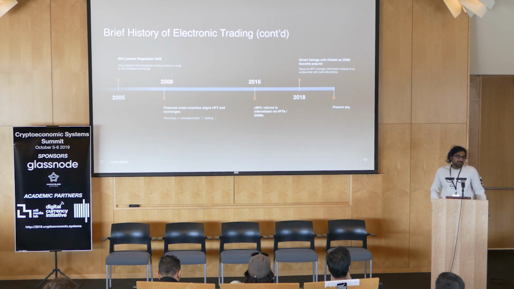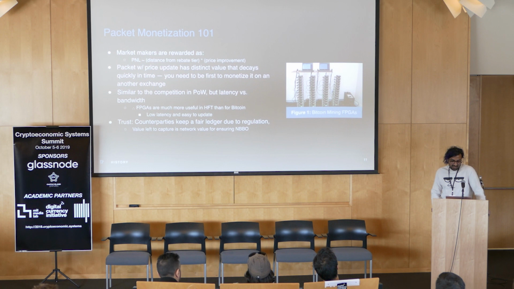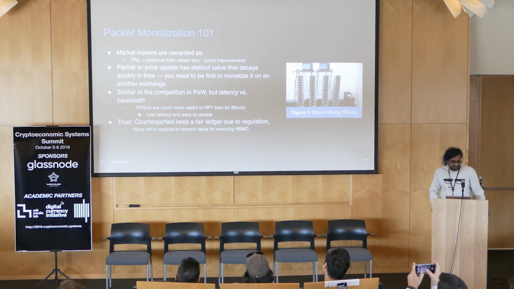And in 2018, we started really seeing the rise of direct listings. A lot of the IPOs in the current market started listing directly instead of building a book with traditional institutional investors. So electronic trading has changed how banks operate, and certainly has changed how IPOs operate. But let's look a little bit at what packet monetization means.